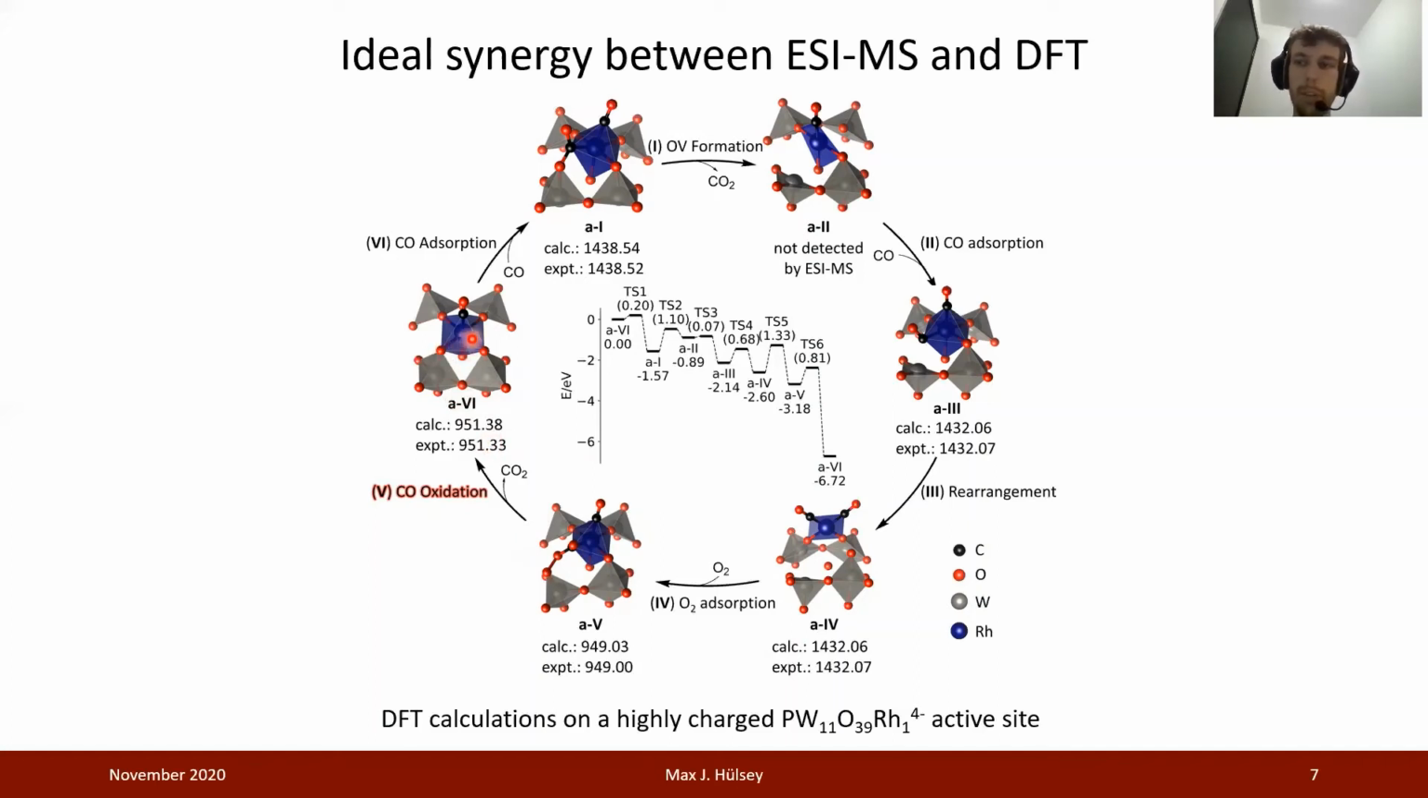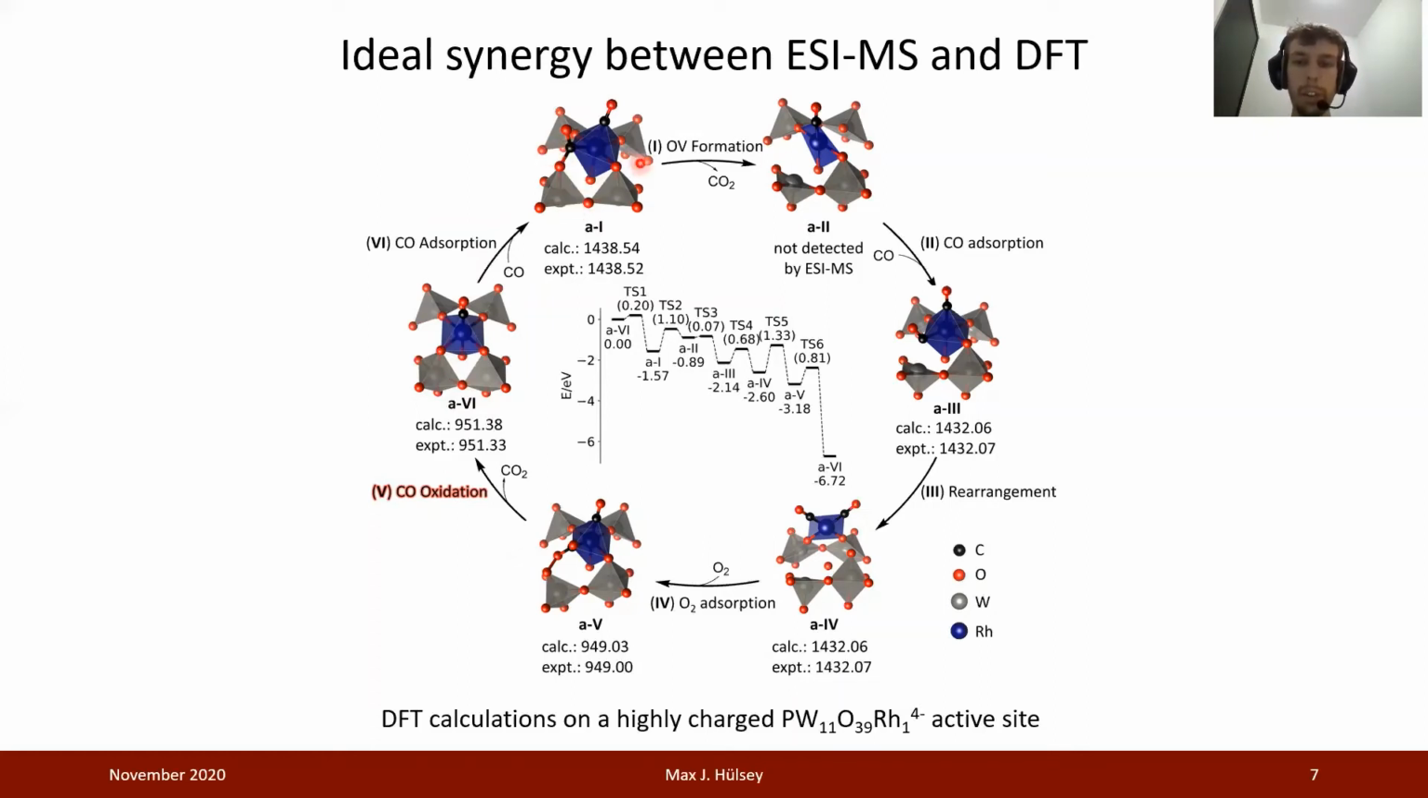rhodium structure bound to 5 oxygen atoms, 4 on each of the sides here, and 1 on the bottom, as well as 1 carbon monoxide molecule, which then again, upon absorption of carbon monoxide, will reform into this active site structure as we've shown in the beginning.